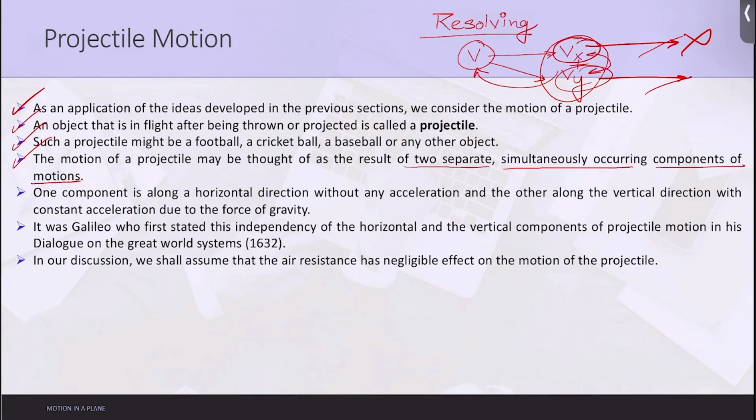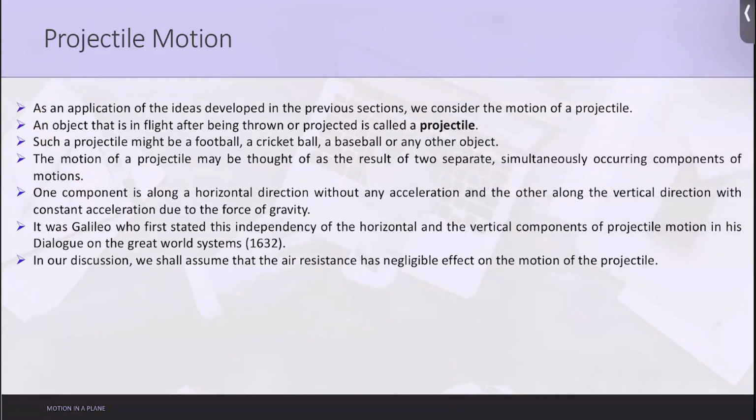So that was the basic crux of understanding the initial portion, that is that the motion of a projectile may be thought of as the result of two separate simultaneously occurring components of motion. So this is quite an idea: at some time t, there would be some velocity in x, some velocity in y, but there is no relation. Let us say that vx is 1.2 times velocity vy. There is no relation like this which can be obtained. They are independent of each other. So that is the building block, or the starting point, of projectile motion. Let's move forward.